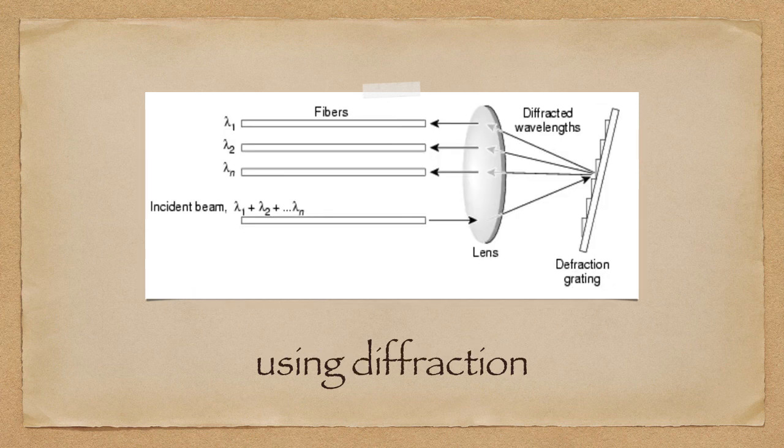The second is using diffraction. When a polychromatic light source impinges on a diffraction grating, each wavelength is diffracted at a different angle and therefore to a different point in space. Using a lens, these wavelengths can be focused on individual fibers.